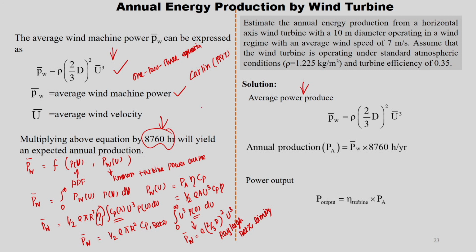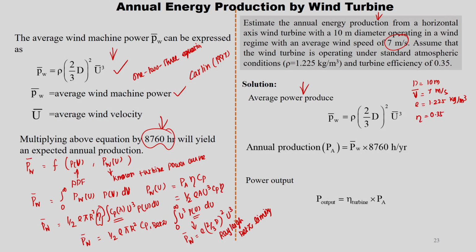To explain this particular concept, this practice problem is taken. Estimate the annual energy production from a horizontal axis wind turbine with a 10 meter diameter operating in a wind regime with an average wind speed of 7 meter per second. So, d is given as 10 meter, u bar is given as the average wind speed 7 meter per second. Assume that the turbine is operating under standard atmospheric conditions. Rho is given as 1.225 kg per meter cube and efficiency is given as 0.35.